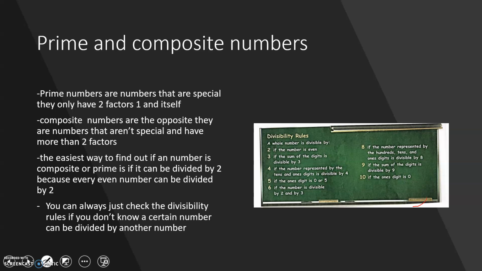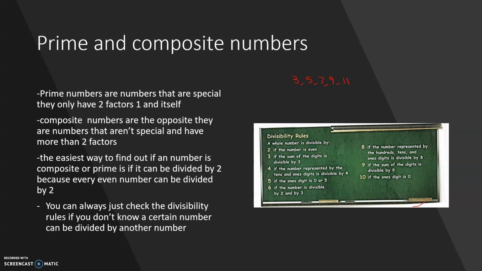Prime numbers are numbers that are special. They only have two factors, one and itself. For example, the only prime factors you really have to know in factor trees are the most common ones: 3, 5, 7, 9, and maybe 11.